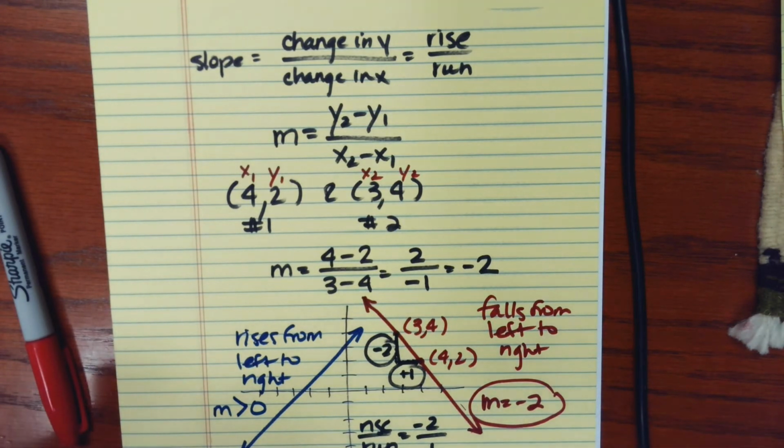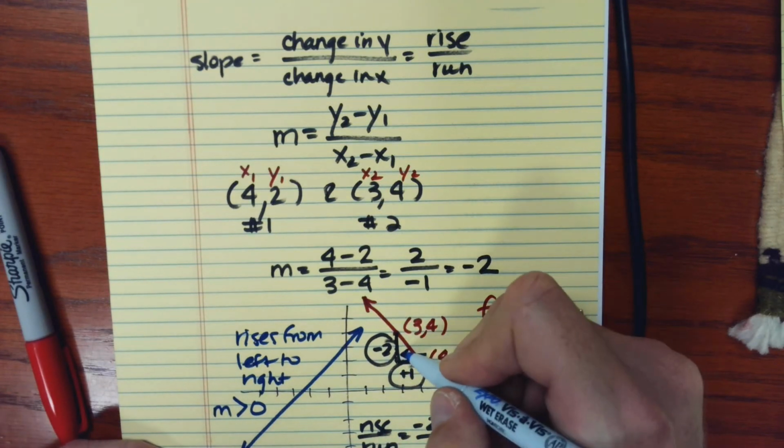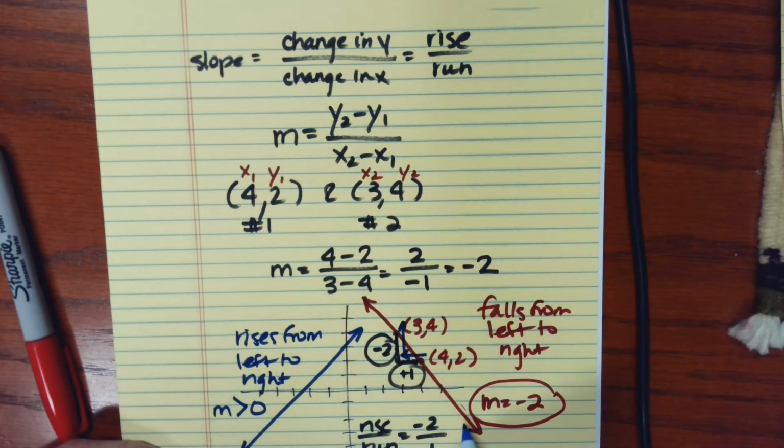I would just like to point out, you could go in the other direction from the point (4, 2) and travel back 1 and up 2. And in that case, we would have 2 over negative 1. I'm sorry, positive 2 over negative 1, which is still negative 2.